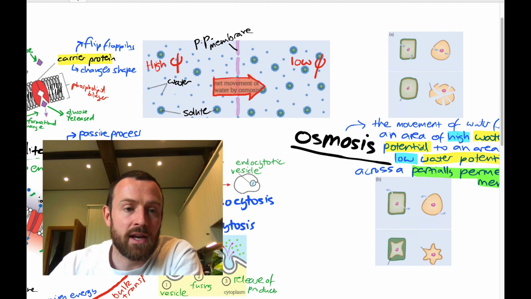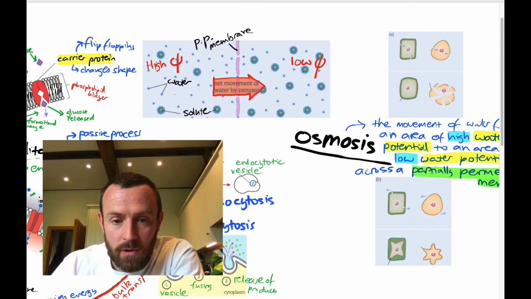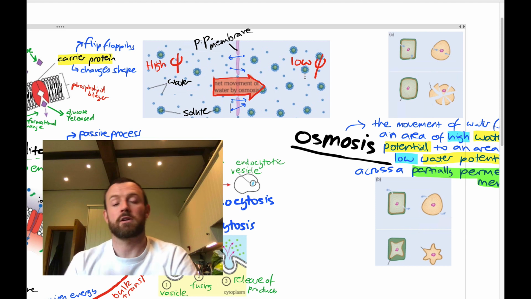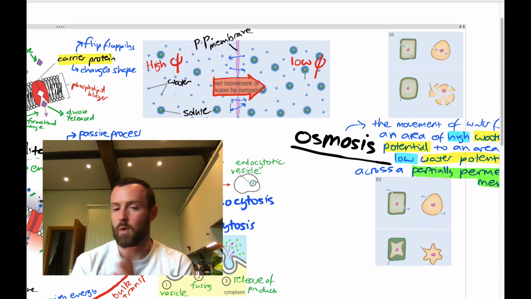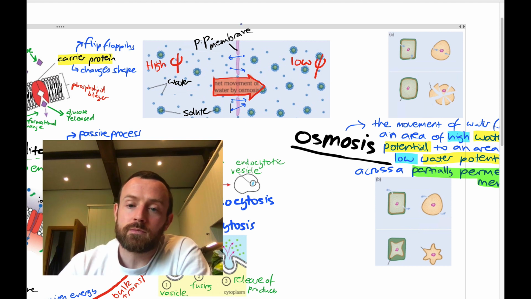Now that might mean that at any one point we might have a water molecule, let's draw one here, that goes this way, but at any one point we're going to have more water molecules that are going this way. So the net movement of water is from high to low, but there are individual water molecules that are going either way. So that's osmosis, high water potential to low water potential.